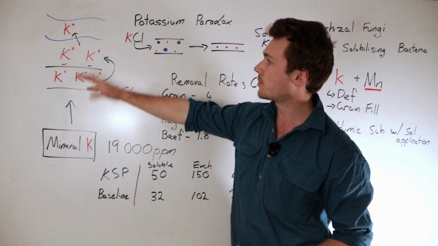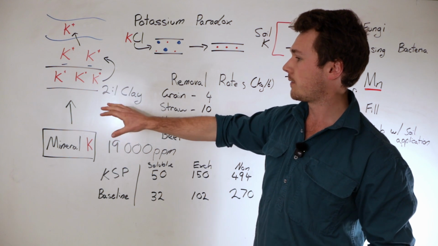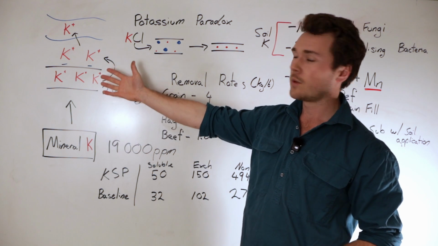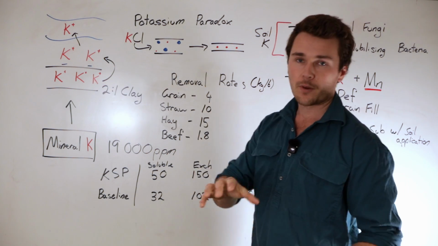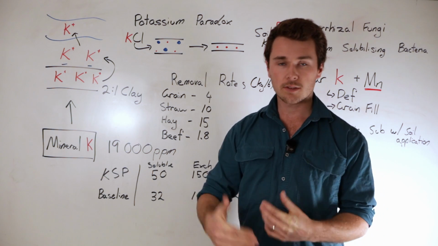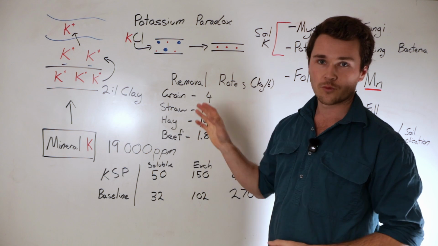The thing is, we need to allow it to flow from the mineral component in the K feldspars and the micas into non-exchangeable and then into exchangeable and into soluble. So how can we do that? So before we actually get into how we can cause that or induce that, let's talk about potassium removal rates.